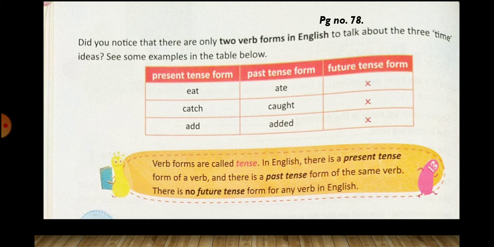So verb forms are called tense. Very important. The verb forms are called tense. In English, there is a present tense form of a verb and there is a past tense form of the same verb. There is no future tense form for any verb in English. So this is very important for you to understand. So the tense is of 2 forms of the verb. One is the present tense and the other one is the past tense. There is nothing known as future tense form.